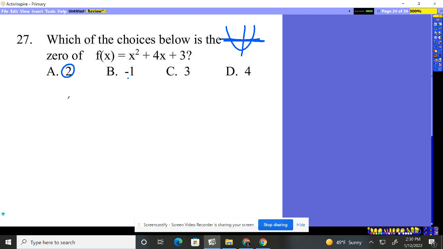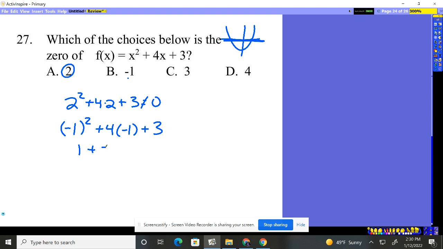So let's plug 2 in. 2 squared plus 4 times 2 plus 3. We can right away see that's not going to give you a 0. It's all positive numbers, not going to work. Let's check -1. -1 squared plus 4 times -1 plus 3. This might have a chance. -1 squared is 1. 4 times -1 is -4, plus 3. Well, 1 plus -4 is -3, and -3 plus 3 is 0. Yes, -1 is going to work.